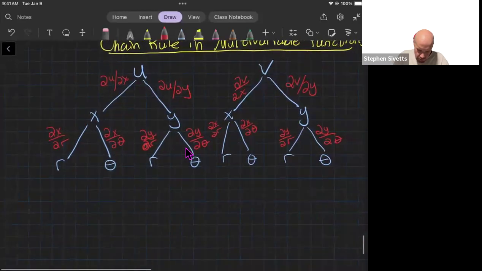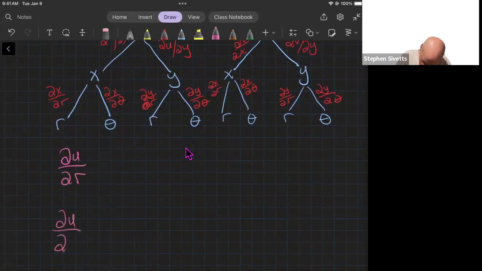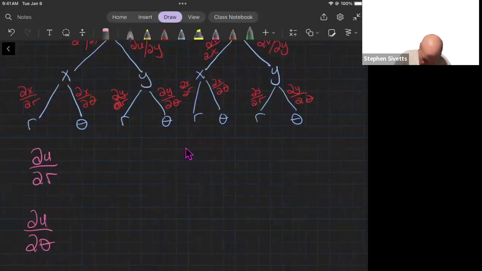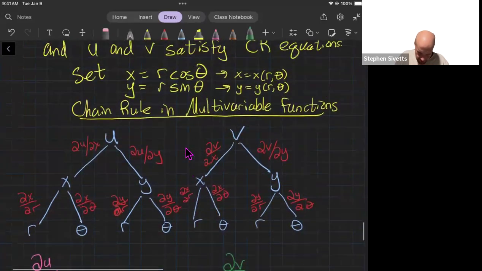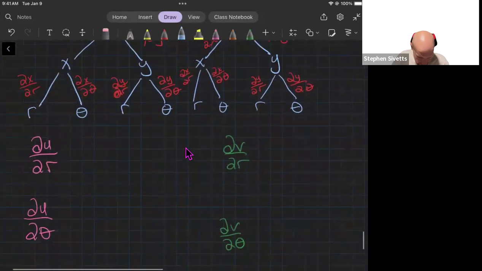Okay, so what we want to do is establish a set of equations for the different partials: the partial of u with respect to r, the partial of u with respect to theta. And then we want to figure out the partial of v with respect to r, and the partial of v with respect to theta. Taking note that x and y are equal to r cosine theta and r sine theta, respectively, right?